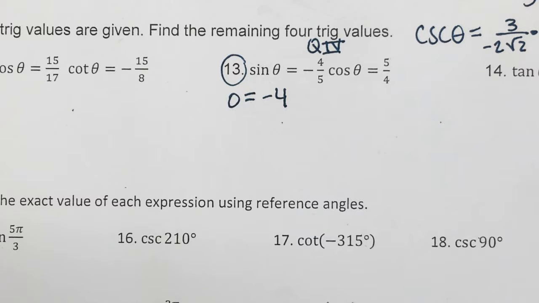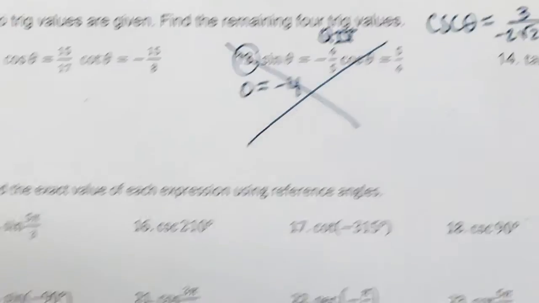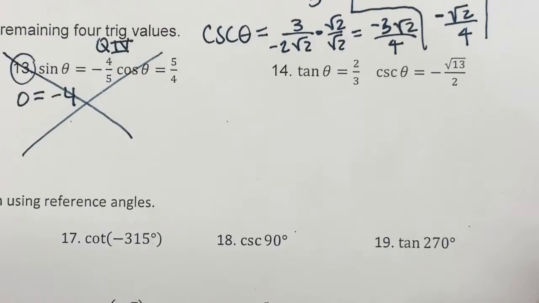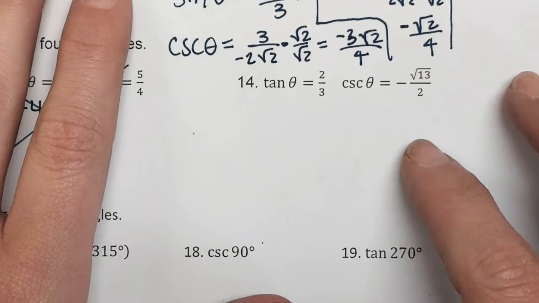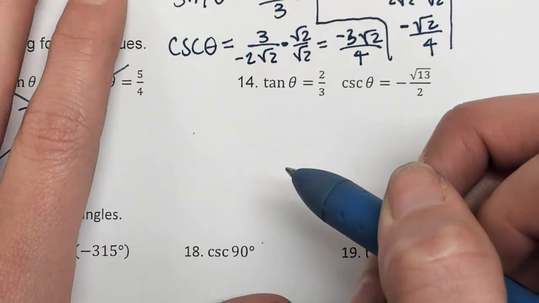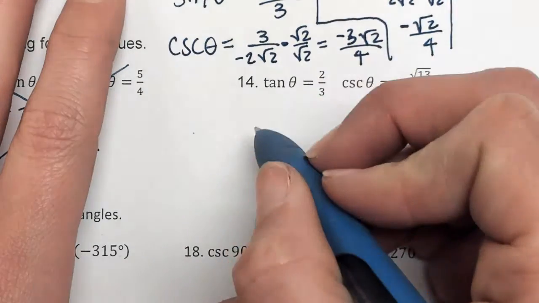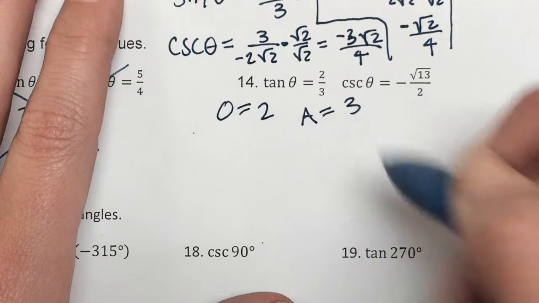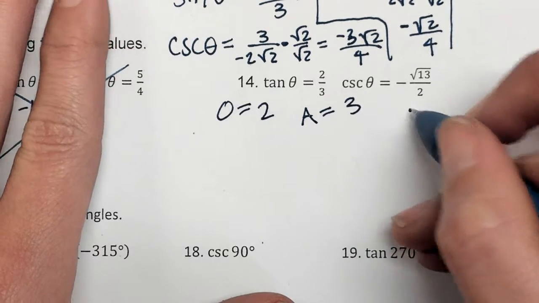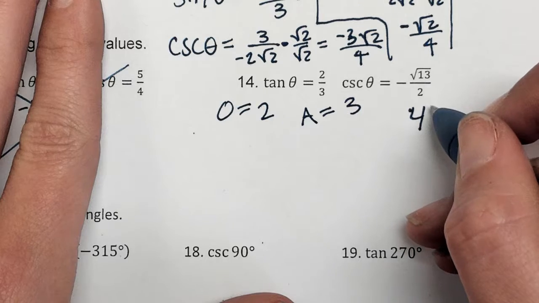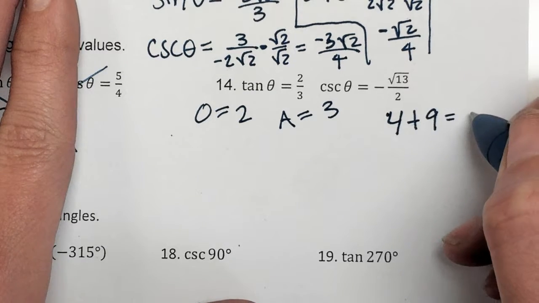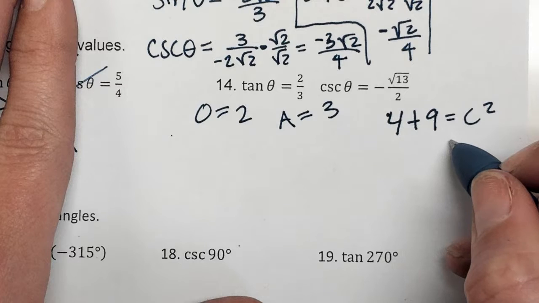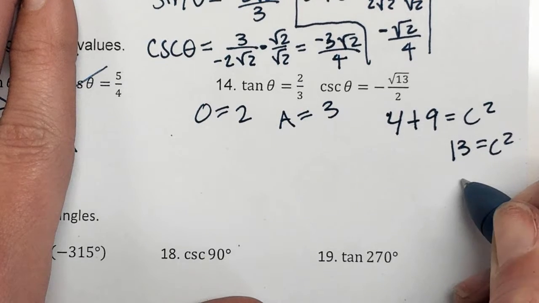Number 12. 13. 14? Okay. Let's look at tan first. Tan is blank over blank. Okay, so opposite is adjacent. Let's find our hypotenuse. Tell me how to set that up. 4 what? Plus 9 equals? Good. So this would be, yes, square root of 13.